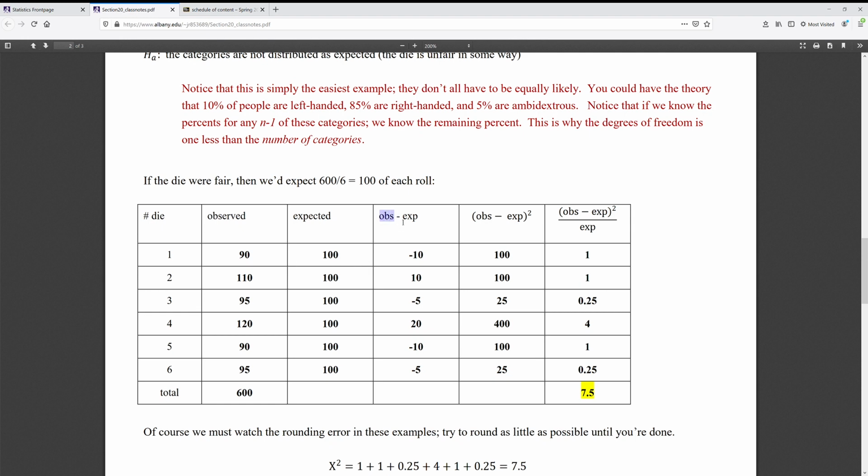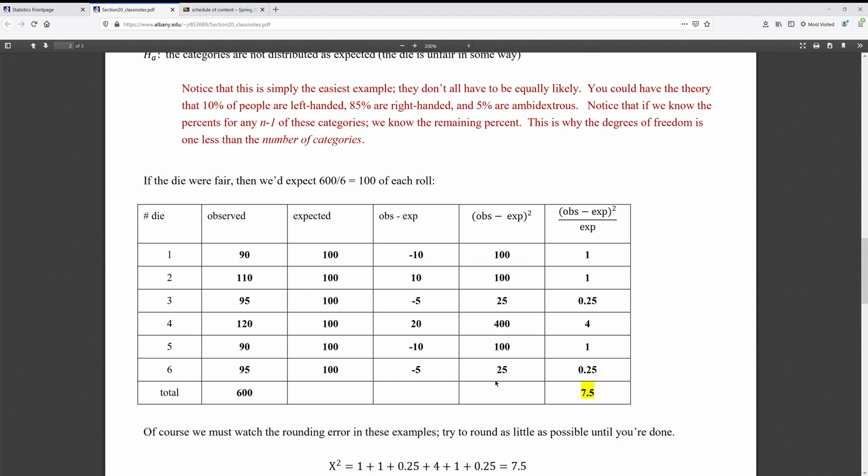So first we'll compute the observed minus expected for each one. Now be very literal about this. I mean, when we square it, the sign is not going to matter ultimately, but it's nice to get it right. 90 minus 100 is negative 10. 110 minus 100 is 10. 95 minus 100 is negative 5. 120 minus 100 is 20, and so on. So these represent how far we deviate from the ideal for each category. Square them, which of course loses the sign. 100, 100, 25, 400, 100, 25.